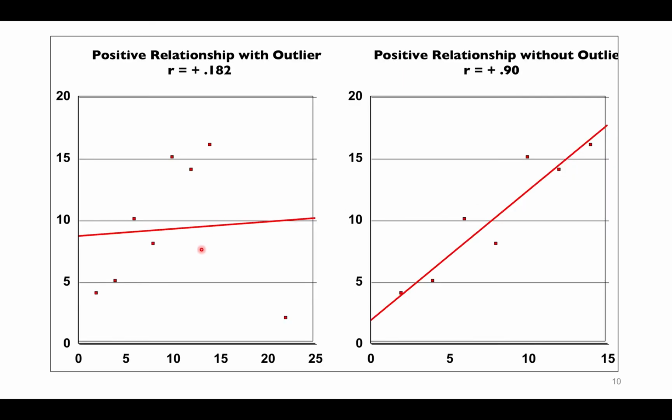Another example, here's the outlier. Otherwise, the same data shown over here is shown over here. With the outlier, it looks like a weak positive relationship, 0.182. Without the outlier, it totally changes. It's a much stronger, but still positive relationship of 0.90. So it's possible in this case that it would be non-significant, basically no different from zero. But in this case, it's likely to be significant.